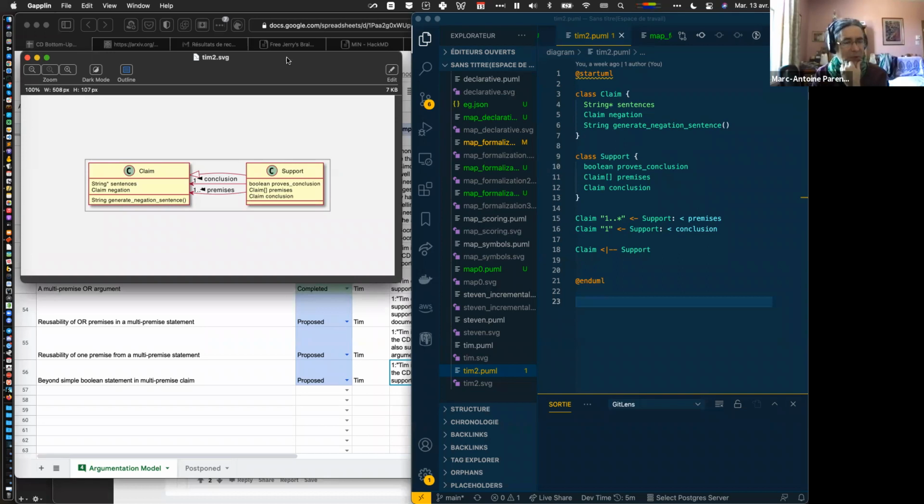Okay, reusability of OR premise in a multi-premise argument. Should we go there? Sure. Yeah, these are going to be pretty trivial, I think. I wasn't able to come up with a good example that I wanted. But let's go ahead and look at the example for 54. Are we all good with doing 54? Okay. Yeah. Actually, so let's do 54. It's not that trivial, this one.